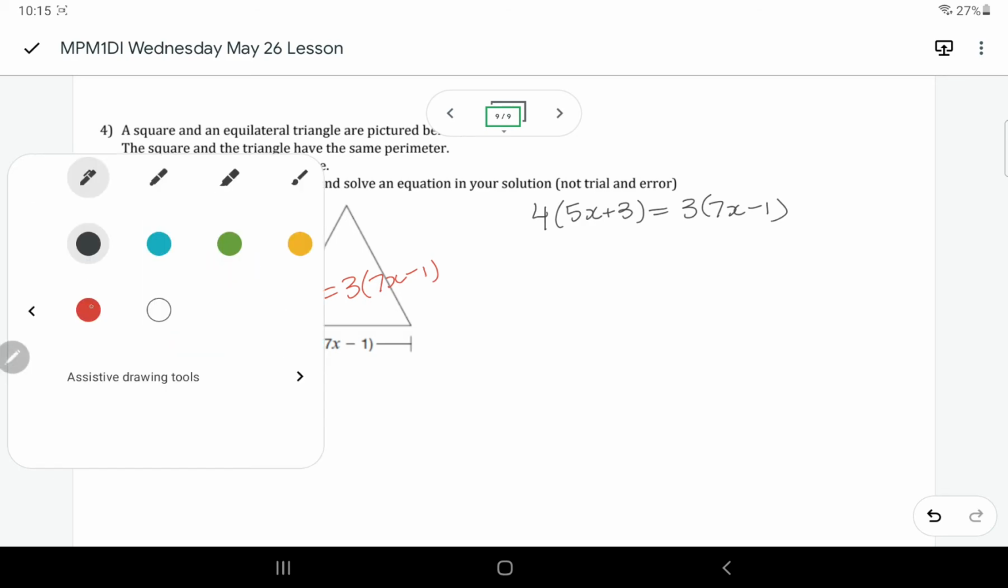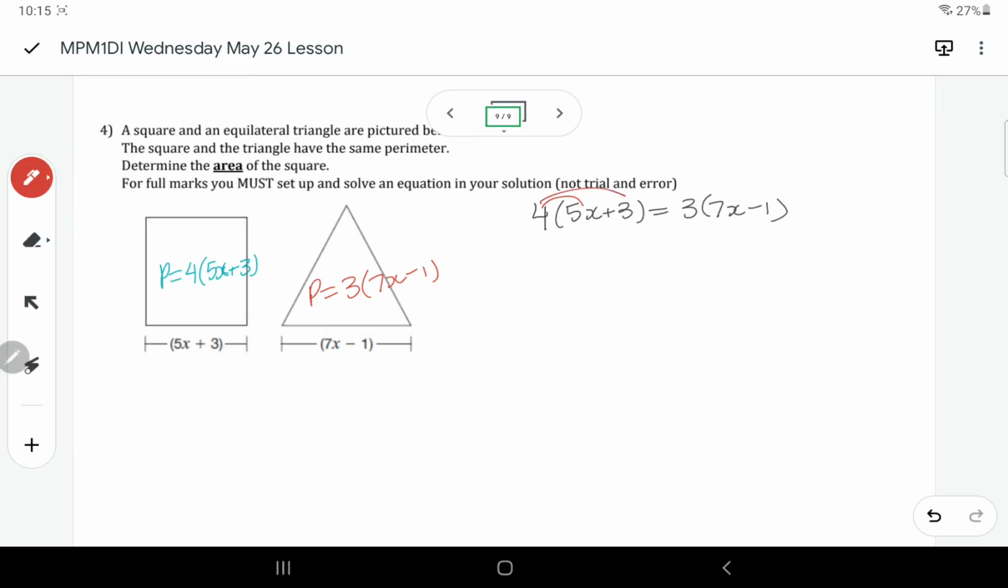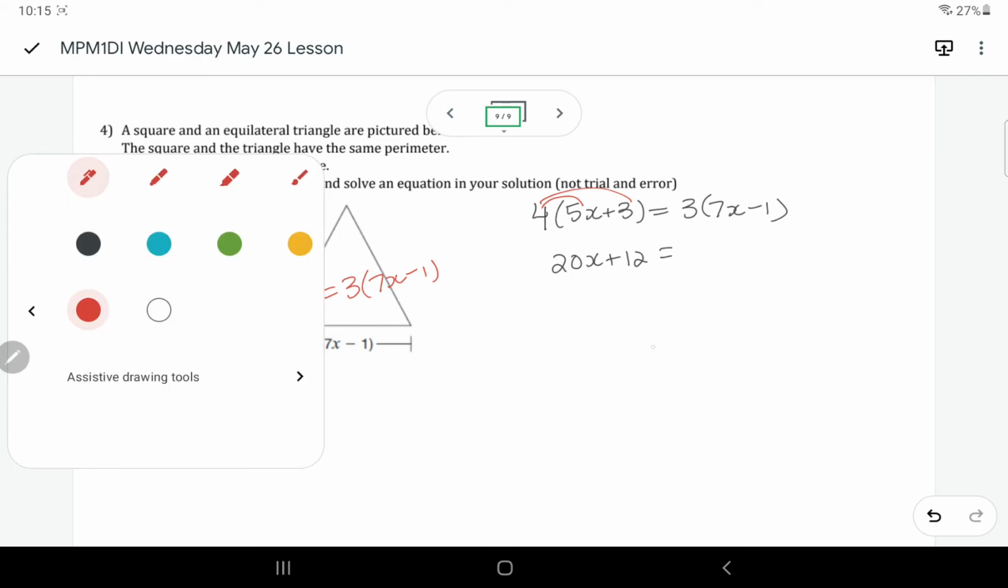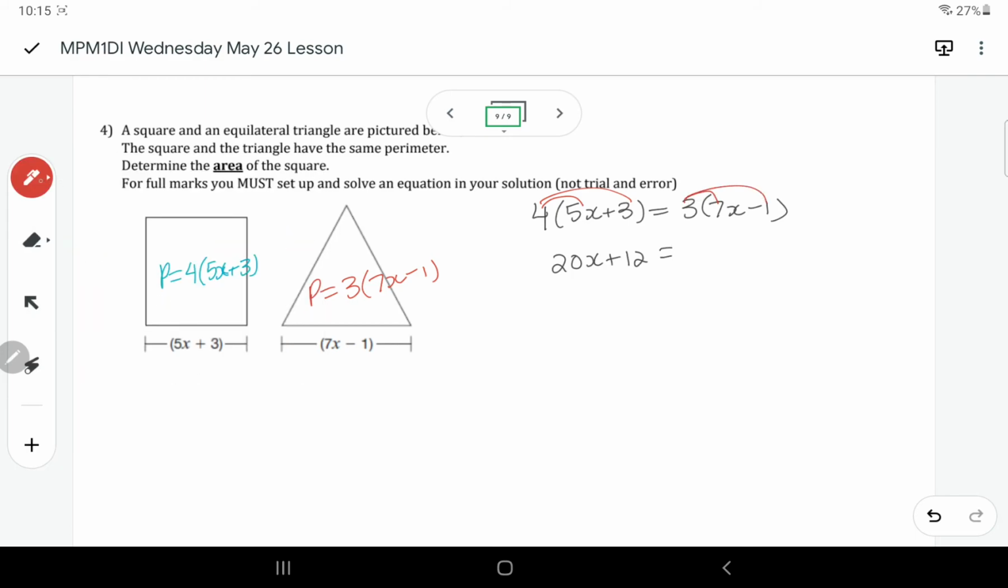So multiplying the 4 into the bracket on this side, we always want to clear out our brackets first. So 20x plus 12. And multiplying the 3 in here, 21x minus 3. And then variables to the left, numbers to the right. Or the other way around, doesn't actually matter. But I almost always do variables to the left.